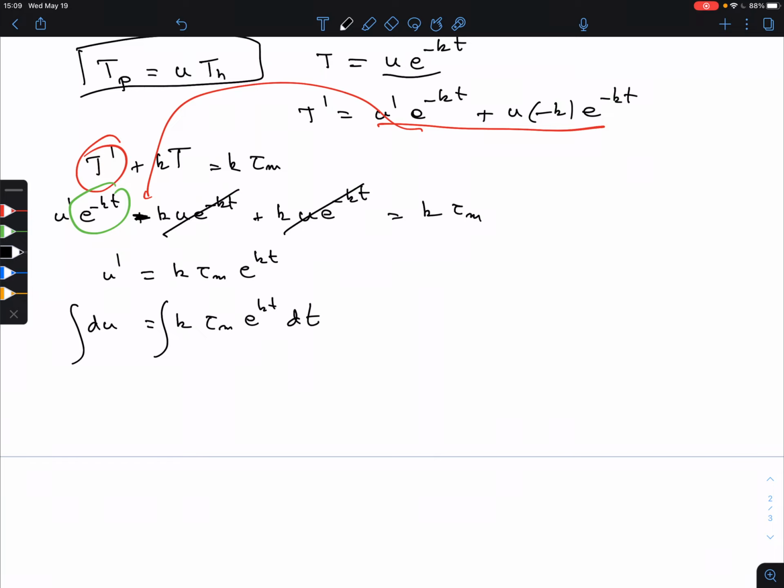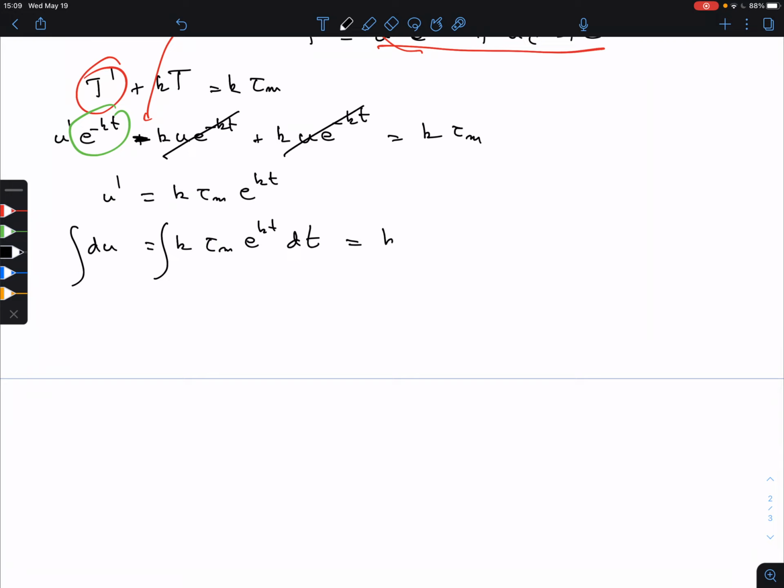So k and tau m are constants here, right? That's also something we always have to keep in mind. So we get k tau m, and then the antiderivative of e^(kt) is e^(kt) divided by k. Remember, the antiderivative of e^(5t) is e^(5t) divided by 5, because if you take derivatives you get an extra 5 from the chain rule and want to cancel it out. So this is what happens here. This of course is u. We're looking for a particular solution, so the k's cancel. We see that u is equal to tau m e^(kt).